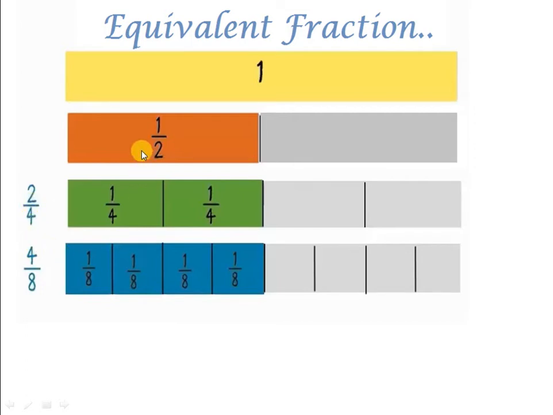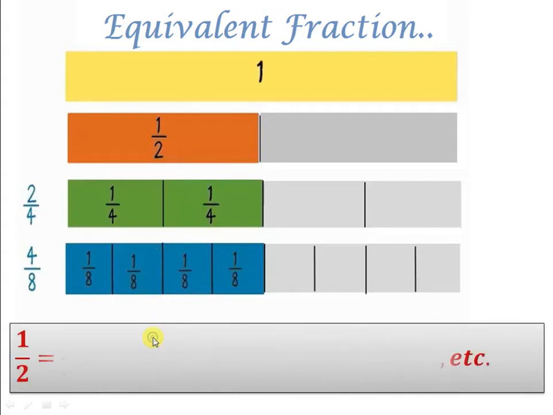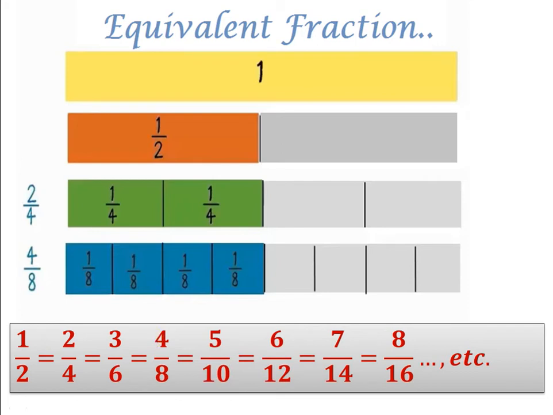Look here at the same size. 1 over 2, which is half, is equal to 2 over 4, and equal to 4 over 8. And that's what is called an equivalent fraction. So for one fraction, we have millions of equivalent fractions. Have a look. 1 over 2 is equal to 2 over 4, is equal to 3 over 6, is equal to 4 over 8, is equal to 5 over 10, equal to 6 over 12, equal to 7 over 14, equal to 8 over 16, and so on.